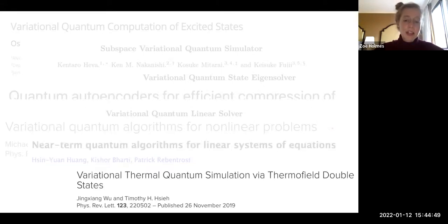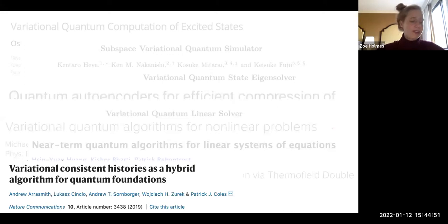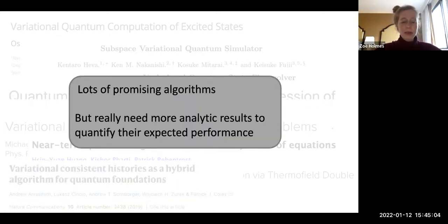This is one for preparing thermal states. This is one for even probing the foundations of quantum mechanics by finding variational consistent histories, which is a way of studying decoherence in quantum regimes. Okay, so there are a lot of variational quantum algorithms out there. That is honestly a tiny, tiny snapshot.